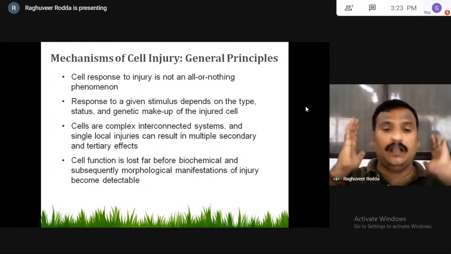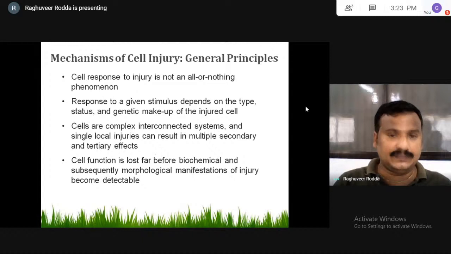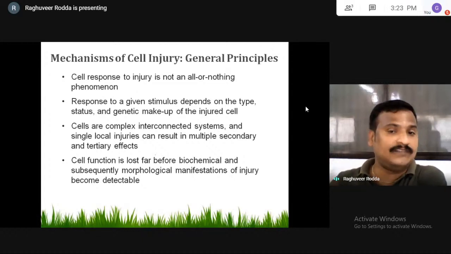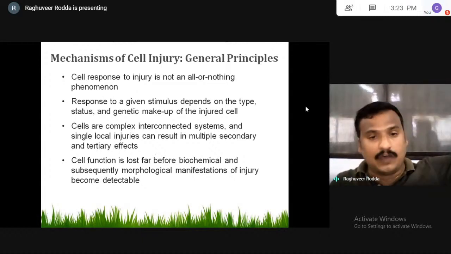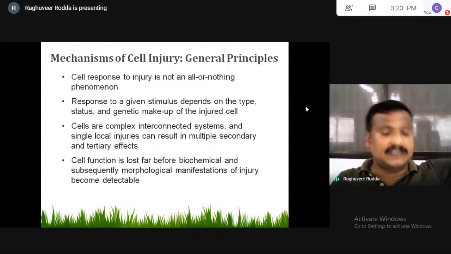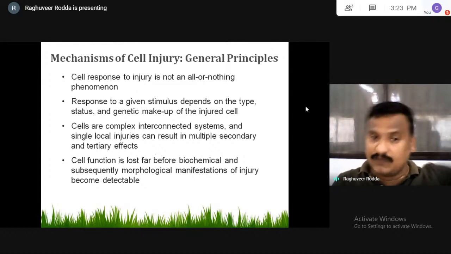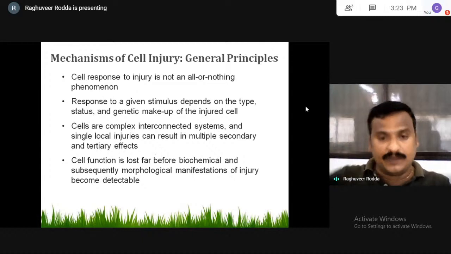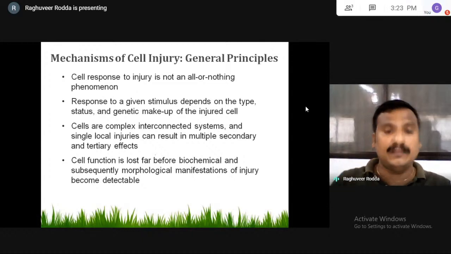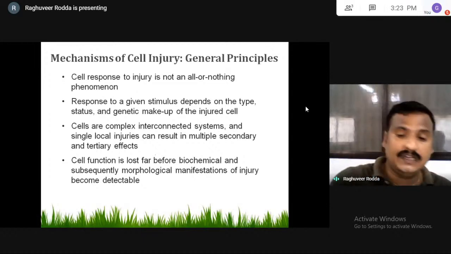So when the cell is injured, if the stress increases, the cell will move towards a process called the death process. And very far before reaching the end of that process, cell functions are completely lost. Once cell function is lost, immediately there may be the appearance of morphological manifestations, and biochemical deviations are completely observed.